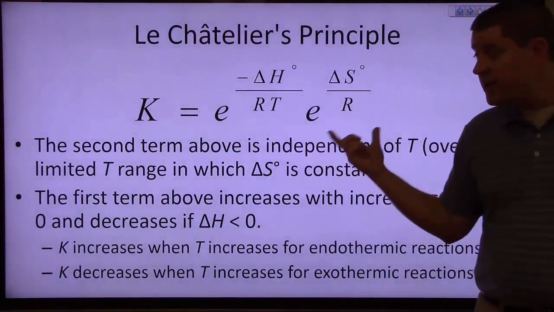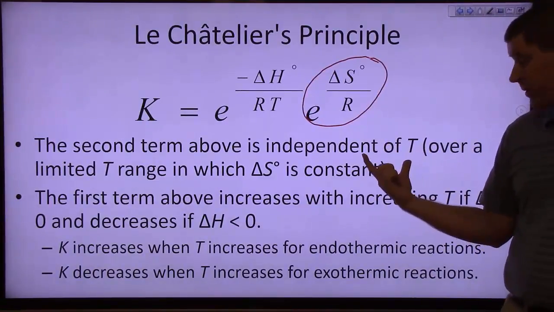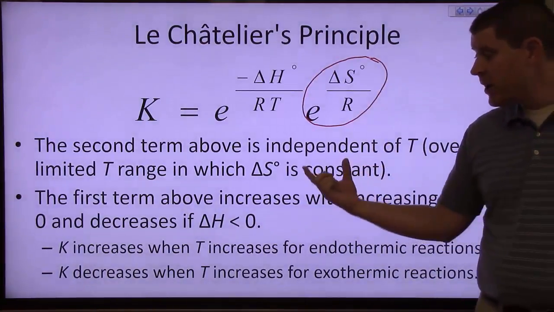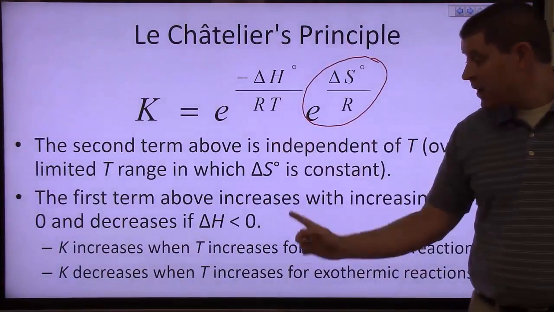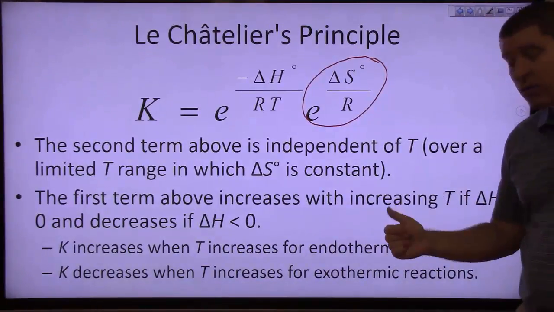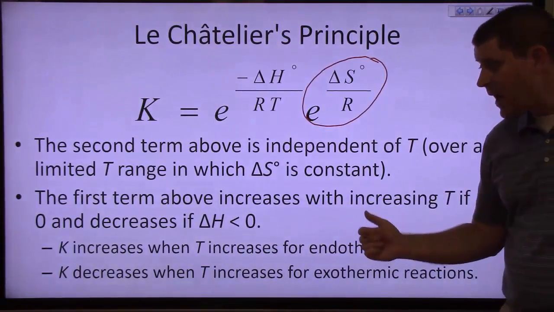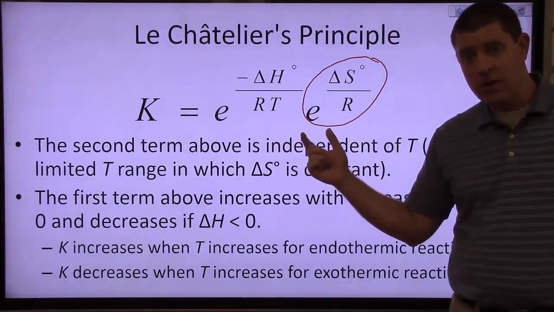So now, the second term here is independent of the temperature, at least over a limited temperature range in which delta S naught is constant. The first term here increases with increasing temperature if delta H is greater than 0, that is if it's positive, and that term decreases if delta H is less than 0, if delta H is negative.